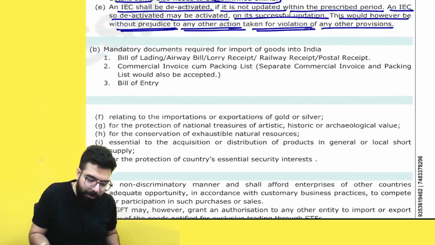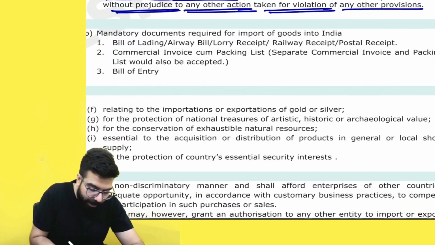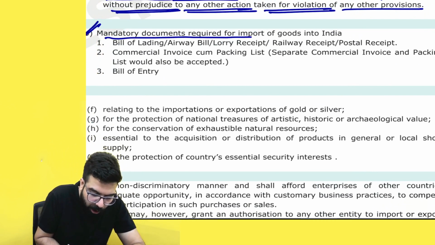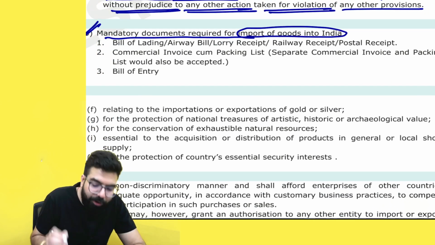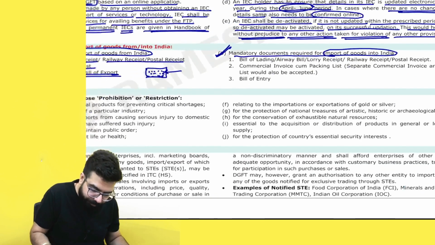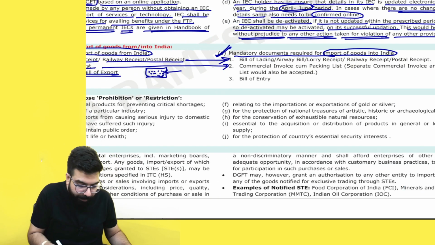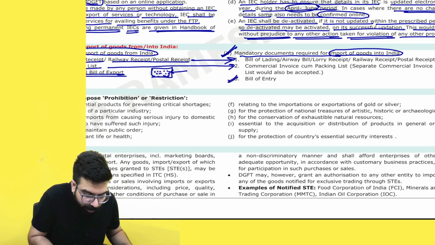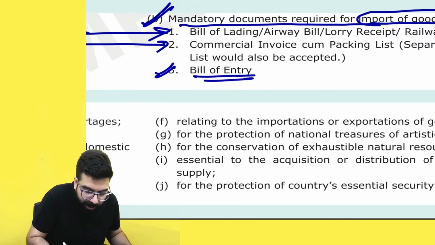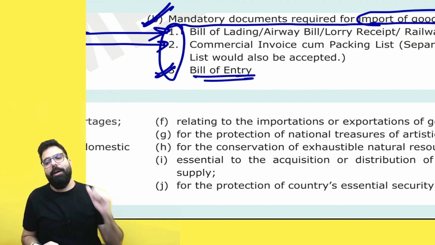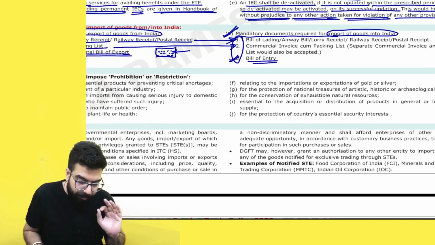If I am importing, then what are the mandatory documents required? Mandatory documents required for import of goods into India. Number 1, same thing over here. Same thing over here. And the last one, when you are importing, you don't need a shipping bill, you need a bill of entry. Same thing has been told over here. 3 documents for import and 3 documents for export.